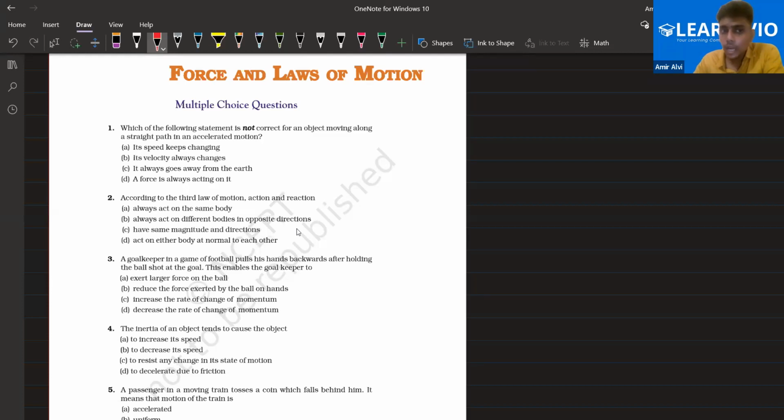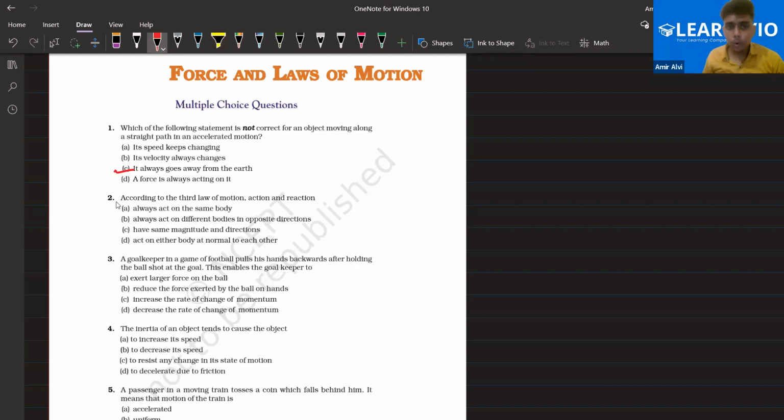Okay? Third is it always goes away from the earth. This is the kind of option that is not in our concept till now. A force is always acting on it. Obviously, if it's an accelerated motion, force will always be there. So the third option, C, is not the correct one. It doesn't always go away from the earth, because force is there when uniform circular motion is happening for a stone. There's a force acting towards the earth, towards the center along the radius. So it is not necessary that it will always go away from the earth, right? So this is the not correct statement.